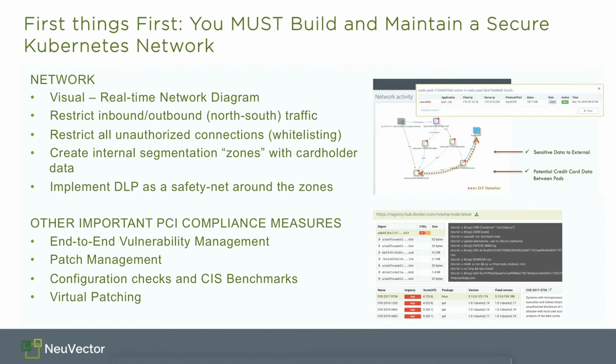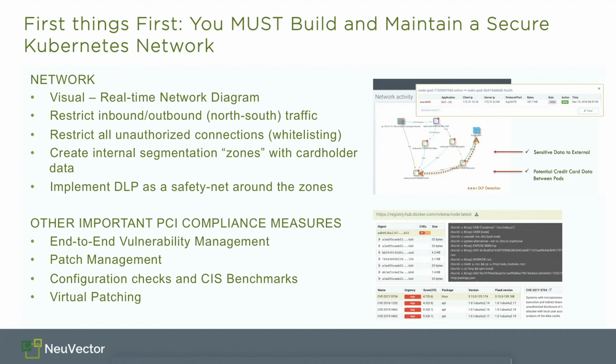Speaking of north-south, you need to restrict all the inbound and outbound traffic to the internet, such that nothing else than say a Nginx load balancer or similar will be able to talk to the outside world. That's a part of the PCI-DSS standard. You also should restrict all unauthorized connections, also known as whitelisting.